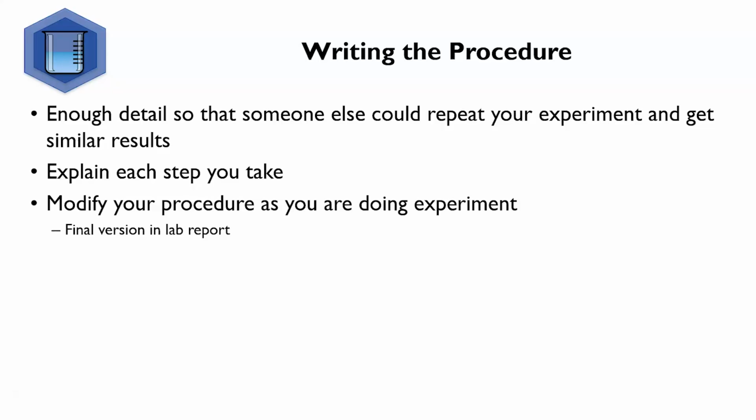It's okay to change your procedure as you're doing the experiment. It's only the final procedure that goes in your lab report. So if you get into lab and realize there's something not working the way you thought it would, make the change, write it down, and include the change in your final version.